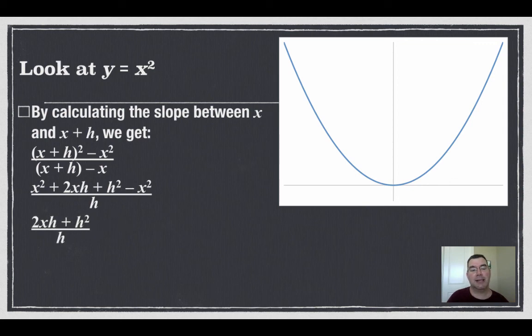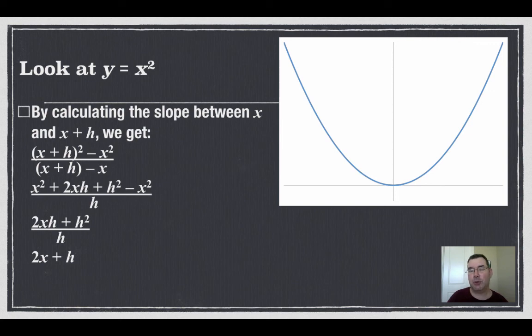If I look at the top again, I see that the x squared at the very beginning and the minus x squared at the very end will subtract out, leaving me with just the two terms in the middle, the 2xh plus h squared. And then on the bottom I still have h. What I notice now is that every single term in the fraction has an h in it. So I can divide top and bottom by h. And if I do that, I get 2x plus h all over 1, or just 2x plus h.